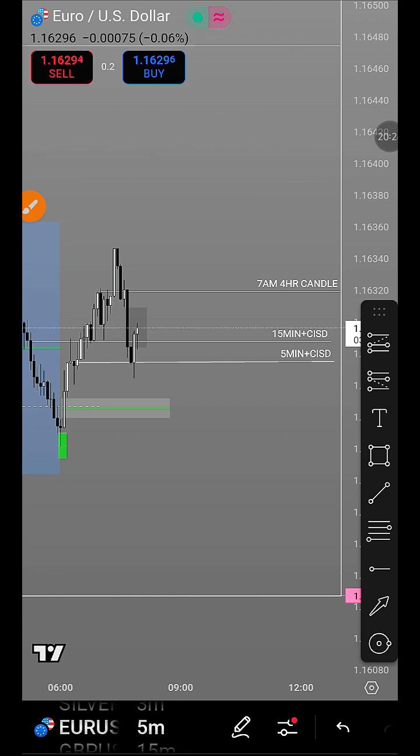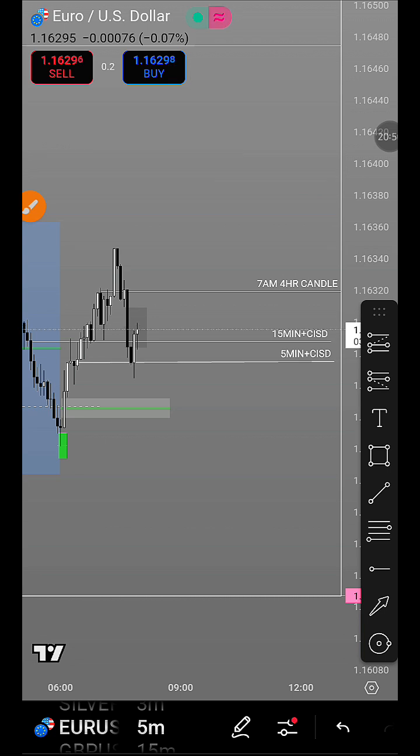So I would look for both a setup on EU and GU, but since I'm longing, I would trade the stronger pair, or the pair that made the failure swing, or in this case the pair that makes the lower high. That's what I would look for.